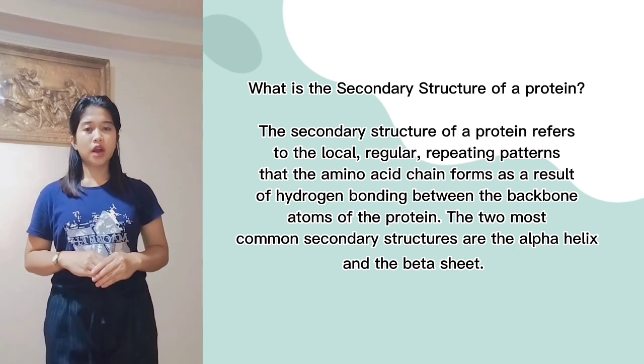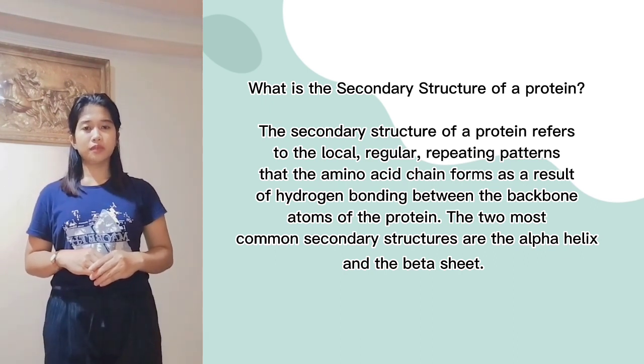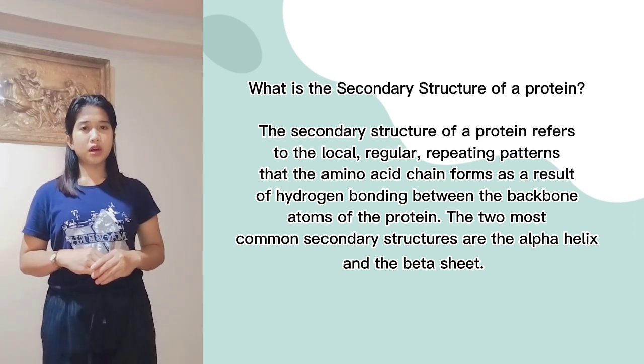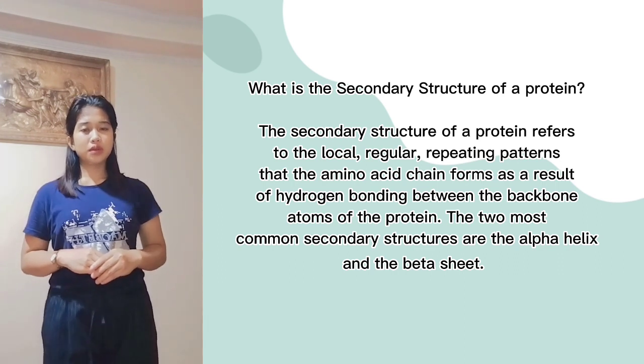What is the secondary structure of a protein? The secondary structure of a protein refers to the local regular repeating patterns that the amino acid chain forms as a result of hydrogen bonding between the backbone atoms of a protein. The two most common secondary structures are the alpha helix and the beta sheet.